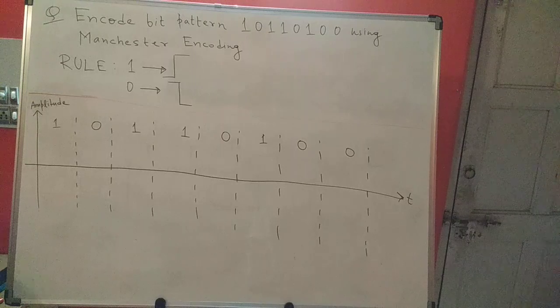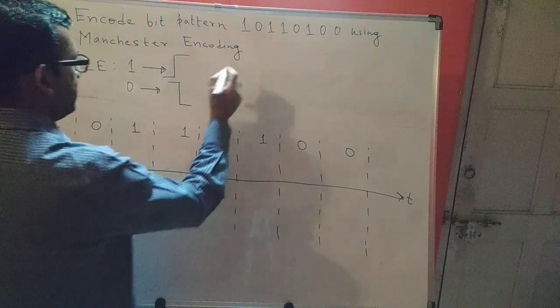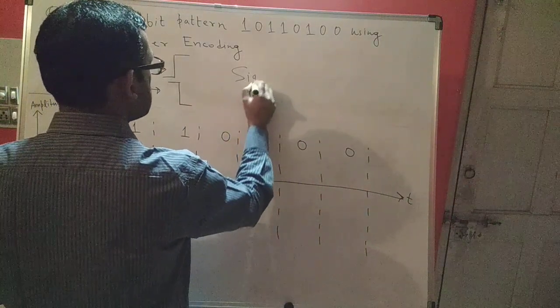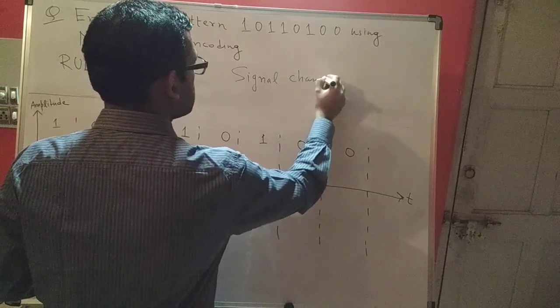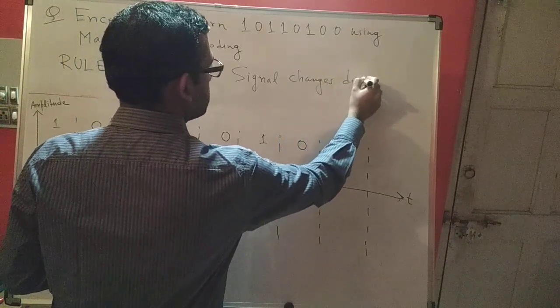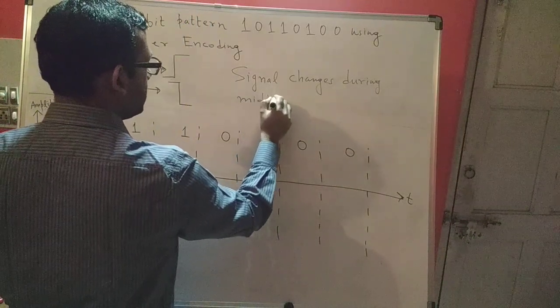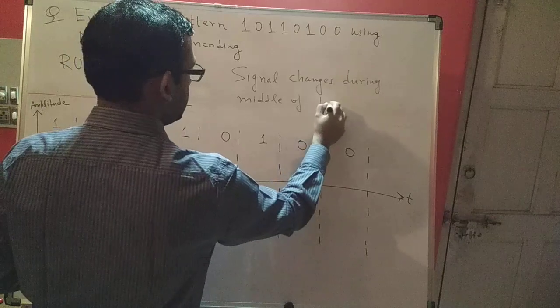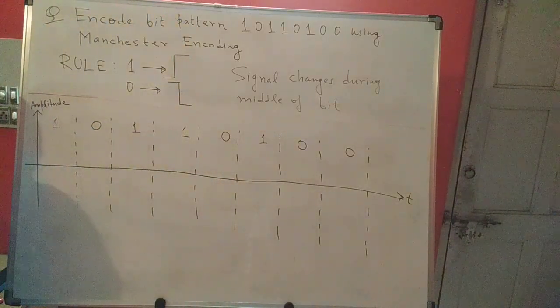You need to keep one thing in mind, just like we saw in polar RZ, even in Manchester encoding, we will find the signal to change during the middle of the bit. So the signal changes during middle of bit. This is important. Signal changes during middle of bit. Now let's see how this actually happens.